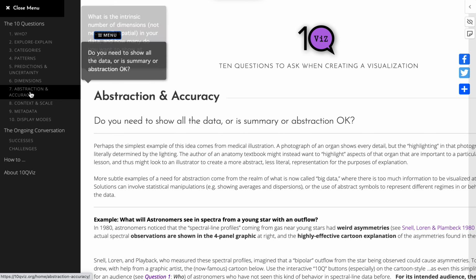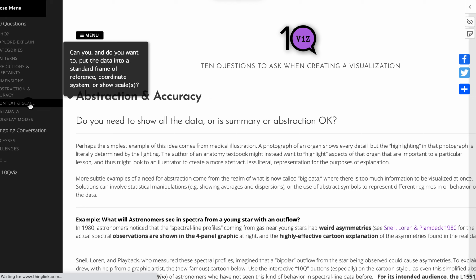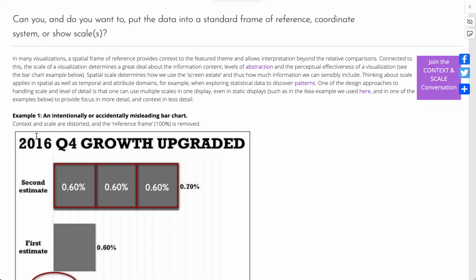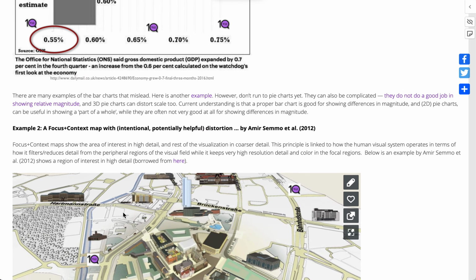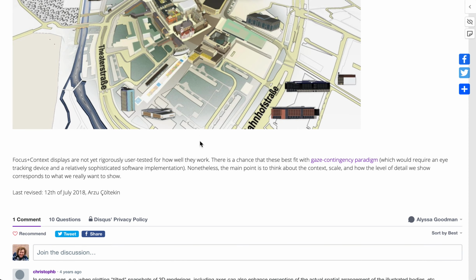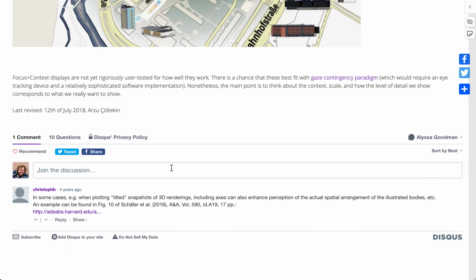And let's use the next one as an example here. So if we talk about context and scale, we're asking whether you want to put data in some kind of standard frame of reference or coordinate system or show scale. There's an example here of that being done extremely badly, and then of context being used very well. And again, here's people joining the discussion.